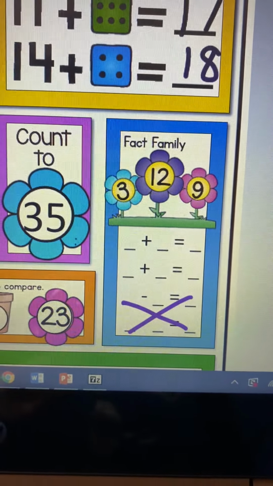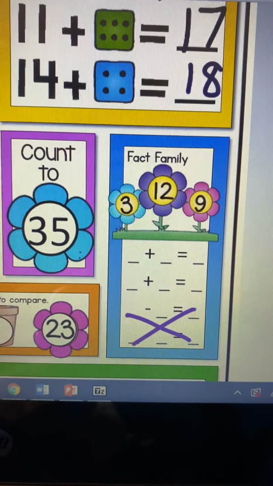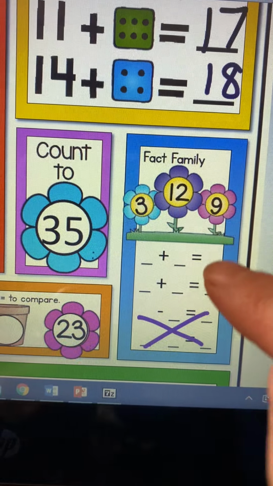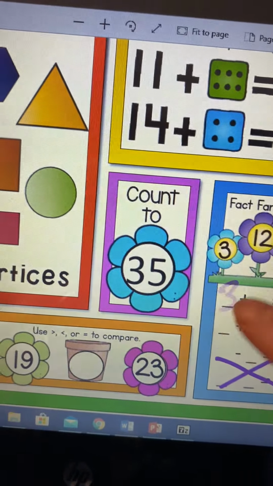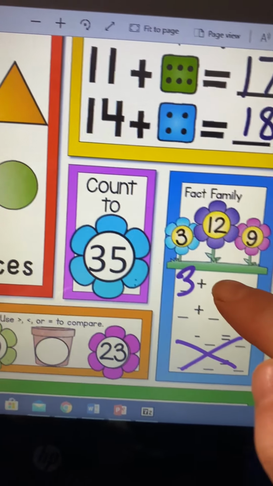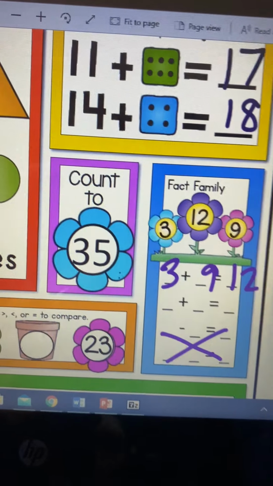Great job. So we need to fill in our number sentence right here with this fact family. So a fact family tells us already that the two parts equal the whole. So I'm going to take my parts and my whole and make a number sentence. So I have 3 from my first part plus, remember our other part is 9, equals our whole, which is 12.